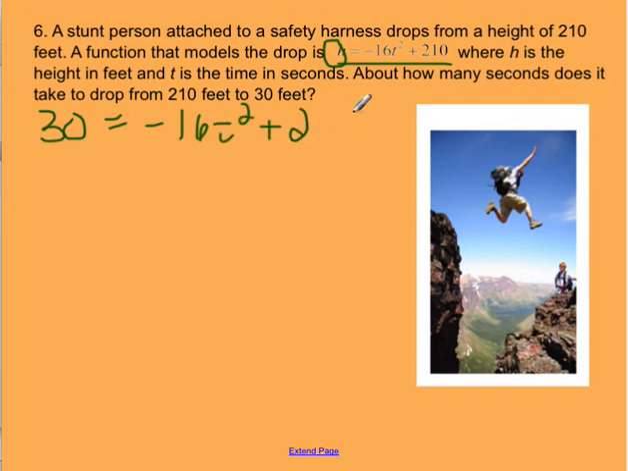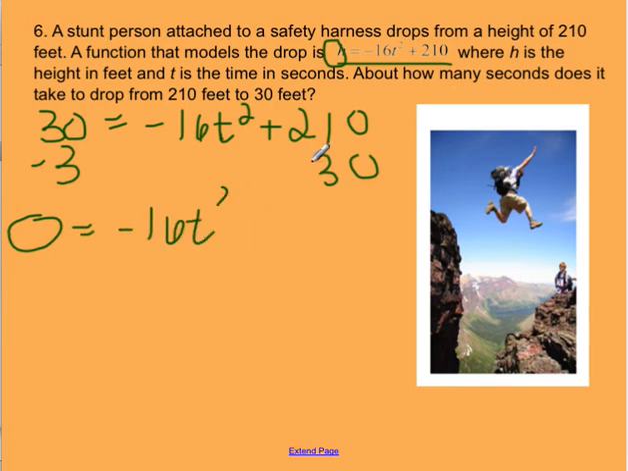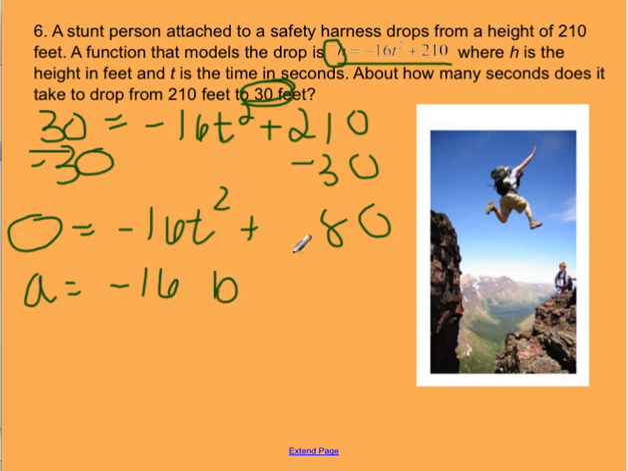Again, for us to use the quadratic formula, we have to have it solved for 0. So I'm going to subtract 30 from both sides. So then I get 0 is equal to negative 16t squared plus 210 minus 30, which is 180. I knew to plug in 30 for H because we wanted to figure out at what point the person reached 30 feet. So I plugged in 30 for feet, and then I solved to get 0. So now I'm ready to use the quadratic formula. My A is negative 16, my B is 0, and my C is 180.